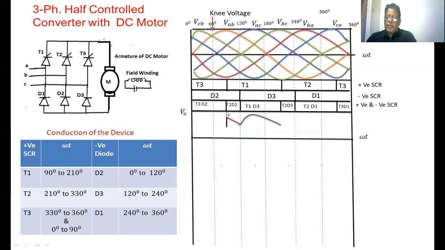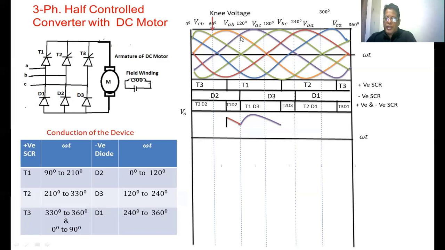From this point to this point, the same waveform is repeating. So we are trying to find out what the wave shape is in this region. T1, D2 is conducting. The upper terminal is connected to A, whereas the lower terminal is connected to B. So the output voltage becomes VAB. Now you go up and see how the VAB changes from the maximum value to some value.